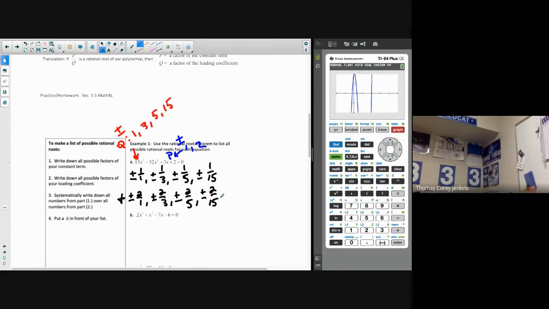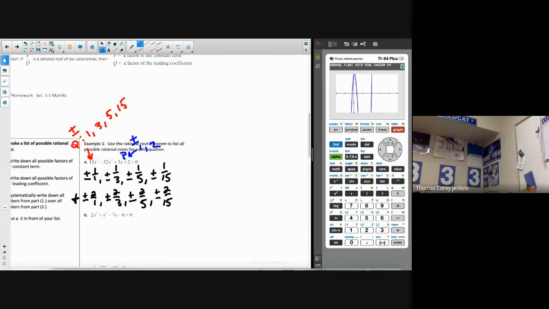Okay, so for your final list, you want to take out any repeats, right? So there's no 2 up there. There's no 2/3 up there. There's no 2/5 up there. And there's no 2/15 up there, right? So all of these are included. Sometimes you'll have some repeats, so we'll do another one so we can see that.